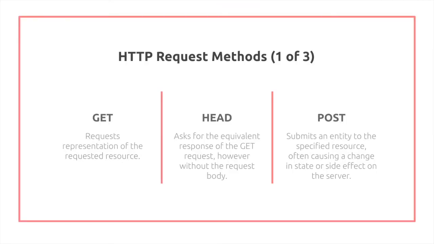So there's 9 different HTTP request methods. The first ones, these 3 are very basic: GET, HEAD, and POST. GET retrieves the representation of the requested resource, such as a web page. HEAD is similar to GET, except it doesn't include the response body as part of the response. POST submits an entity to the specified resource, often causing a change in state or side effect in the server.